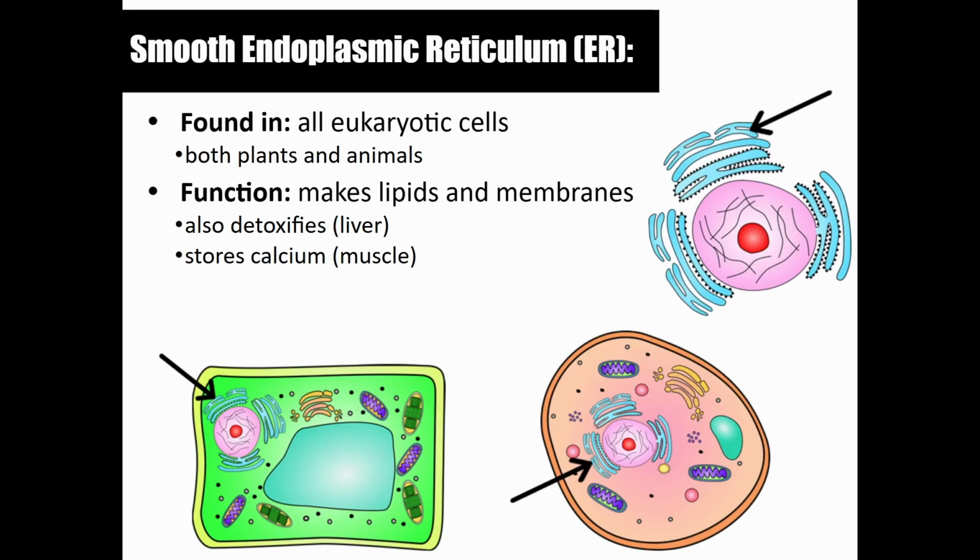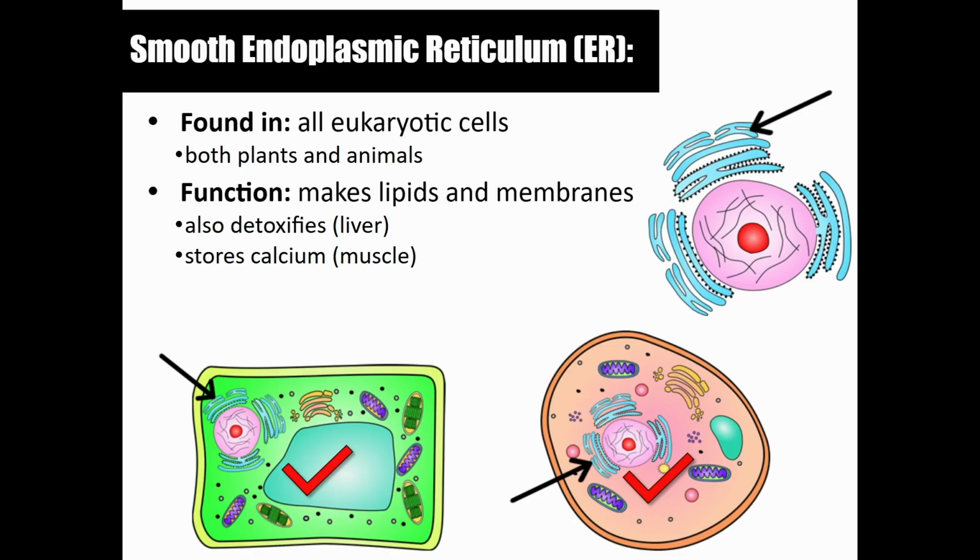This takes us, of course, then to the smooth endoplasmic reticulum, the SER. This is found again in both plants and animals. Of course, eukaryotic cells. I'm just talking about plants and animals at this point. The function is to make lipids and membranes.